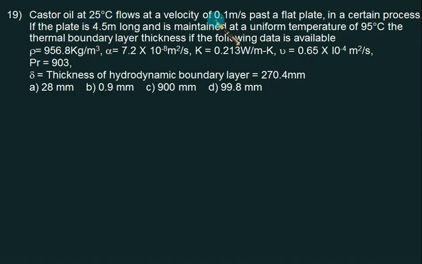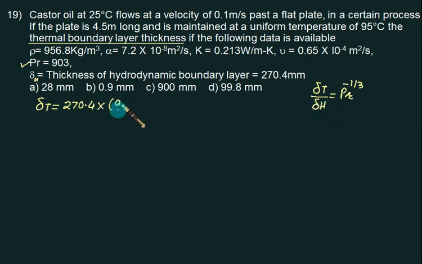Castor oil at 25 degrees Celsius flows over a flat plate. Length is given as 4.5, maintained at temperature equal to 95. You want to calculate the thermal boundary layer thickness. Hydrodynamic boundary layer thickness is given to us as 270.4. So it is a straightforward problem: delta T by delta H equal to 1 upon Pr to the power 1 by 3, or Pr to the power minus 1 by 3. So first of all, we'll calculate delta T. Prandtl number is not directly given, so this is 270.4 into 903 to the power minus 1 by 3, which is 28 mm.